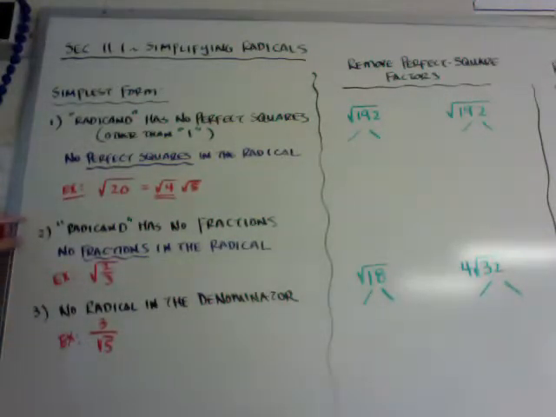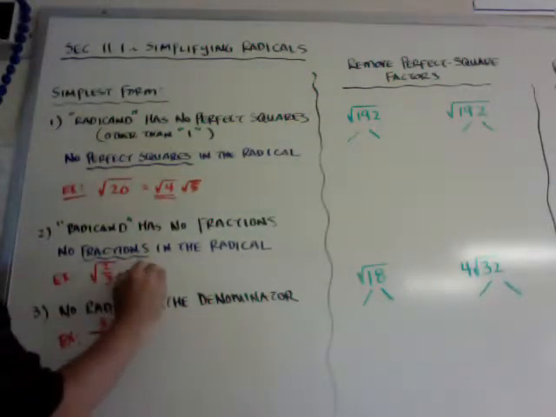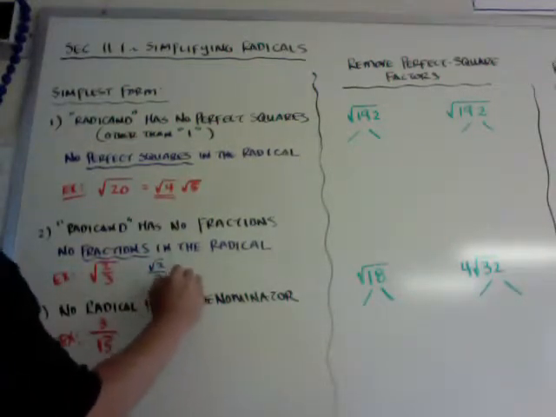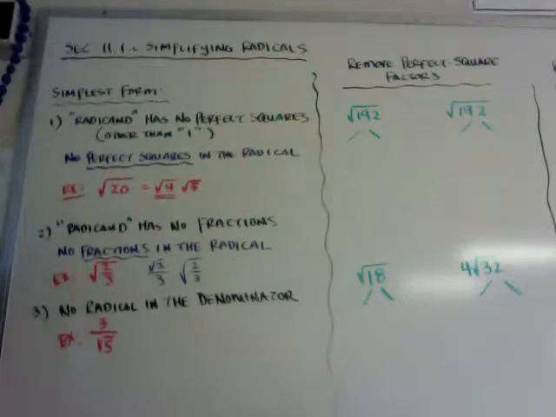Number two, the radicand, or under the radical, cannot have any fractions, so no fractions in the radical. Here's an example. You have 2/3 under the radical. Be careful with your homework. If it's supposed to be radical 2/3, make sure you write it like that, with the whole 2/3 underneath the radical. So be careful with that, okay?